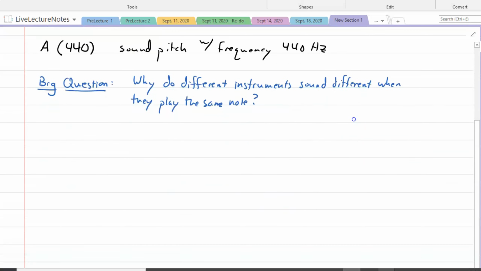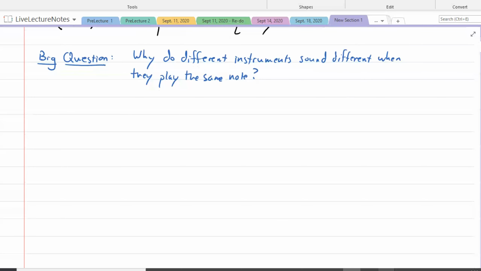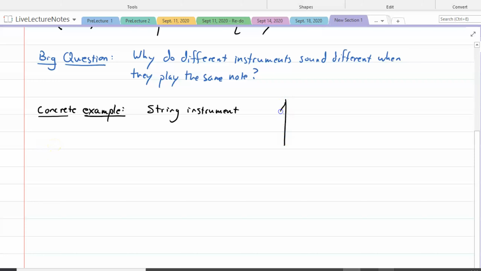So to get started, I'm going to focus, as a concrete example, on a string instrument, for example a guitar or a violin. You can think about a string instrument as being very simply modeled as just a string which is fixed at both ends. So there's a string here, attached at two ends of something, and the length of the string will be L.